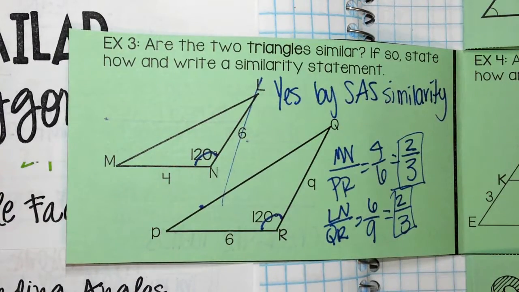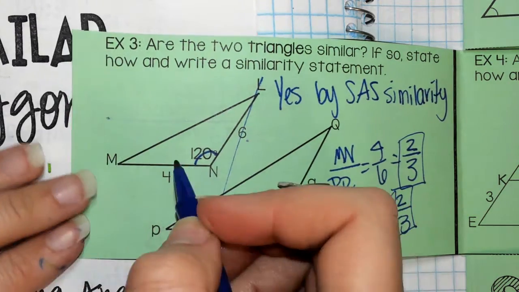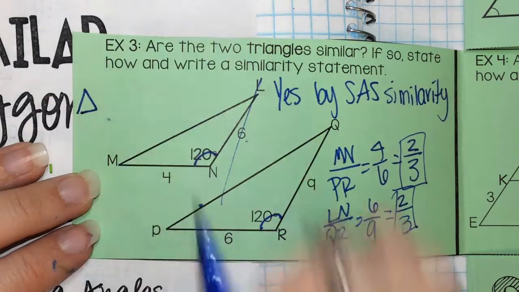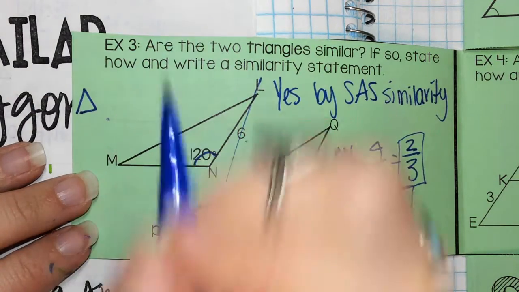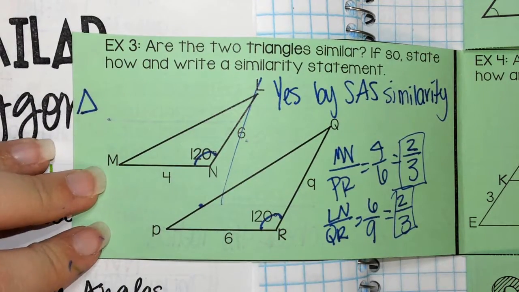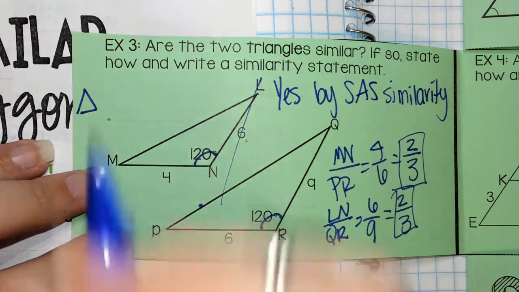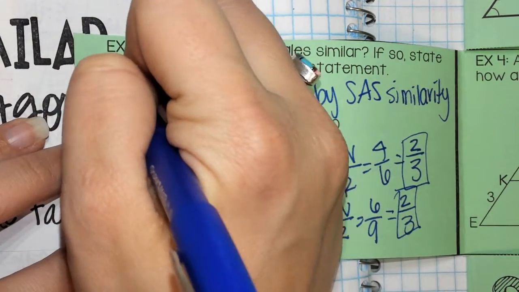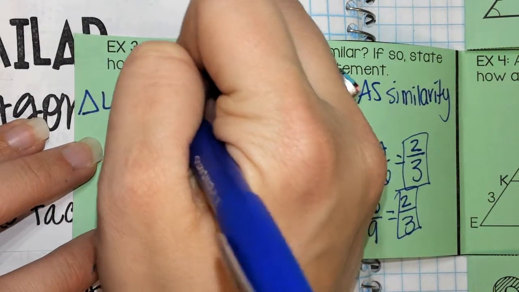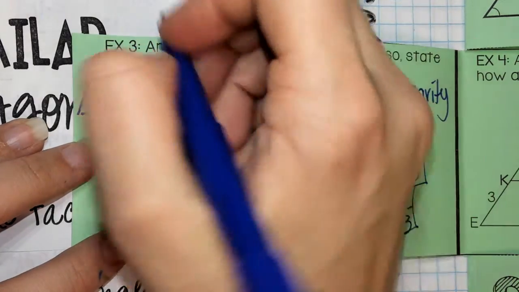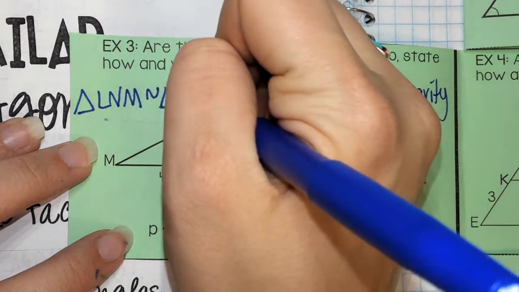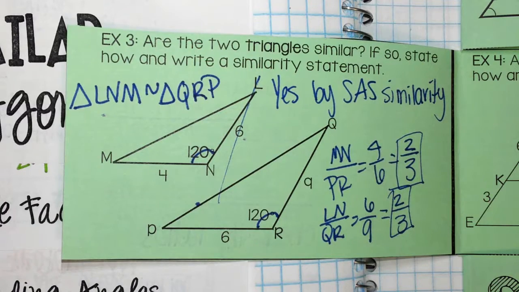Now, are we done, or does it ask us to write a similarity statement? Statement. Start with the top triangle. Name that triangle for me. LNM or LMN? LNM. LNM is similar to, okay? Good job, guys. Take a point. Grace, you get a point as well.